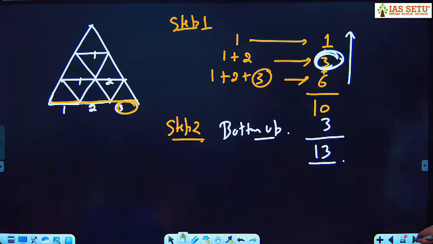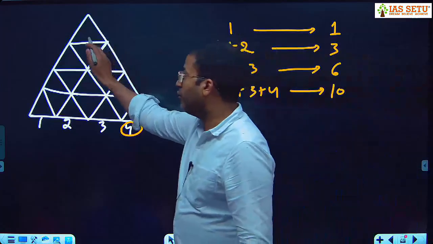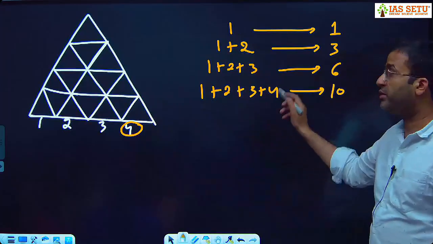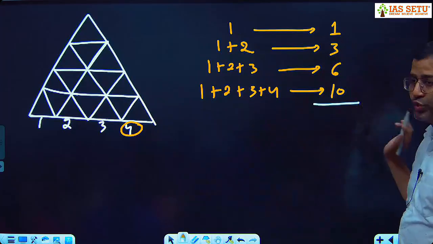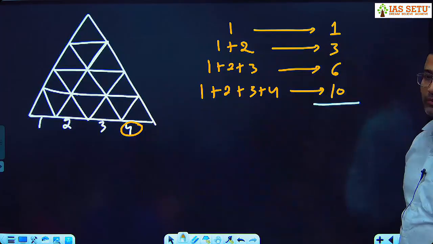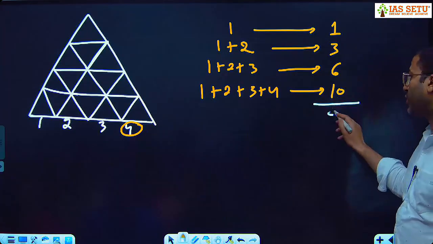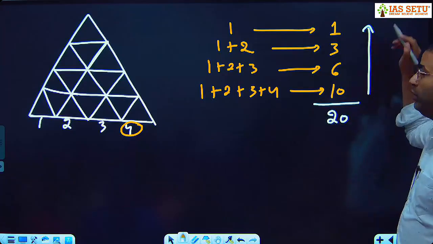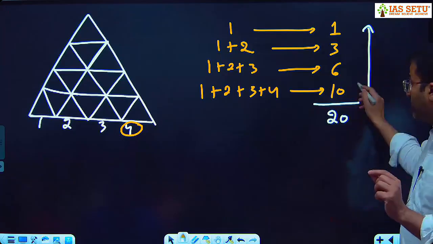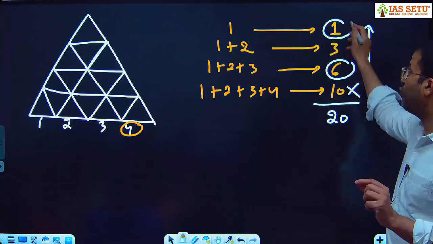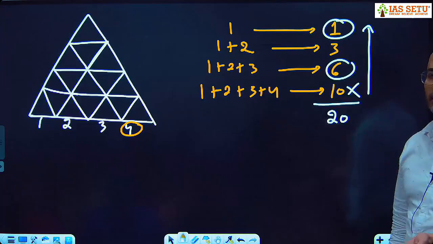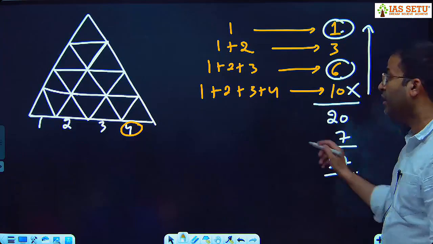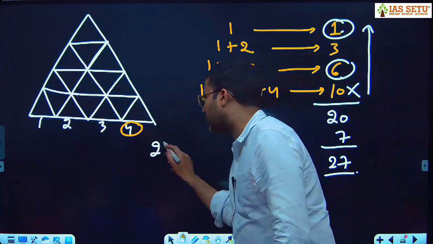Wait, I repeat: 1, 1 plus 2, 1 plus 2 plus 3, 1 plus 2 plus 3 plus 4: 1, 3, 6, 10. You add 1 plus 3 is 4, then 10, 20. But it is not your answer. Step number 2, bottom to up. The first number you have to skip, the second number and fourth number you have to add. Every second number: second, fourth, sixth. So you have to add 7, 27. So in this given figure, how many triangles are there? 27.